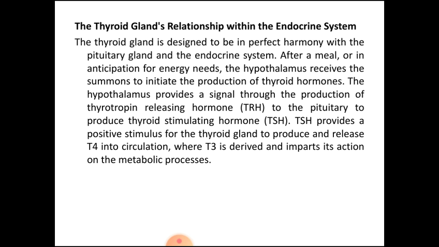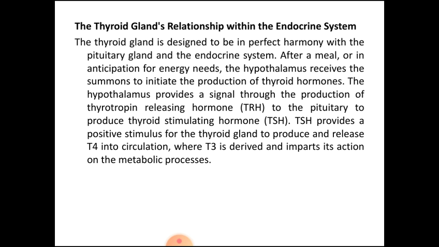The TSH provides a positive stimulus for the thyroid gland to produce and release T4 into the circulation, and T3 is derived from it and takes part in action on most metabolic processes. So when the TSH reaches the thyroid gland and the gland is stimulated by the TSH, it begins to synthesize T3 and T4 and release them. Here the relation between the anterior pituitary and thyroid gland is known as a long feedback. So between pituitary and hypothalamus, short feedback, and between the anterior pituitary and thyroid gland, long feedback. Here is also a stimulus because the body needs T4 and T3, and here is the stimulating hormone.